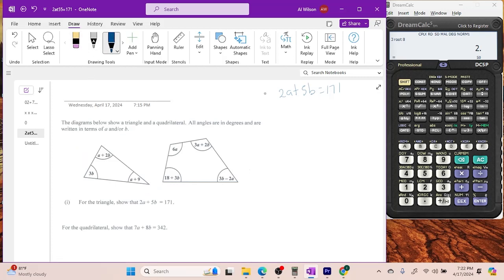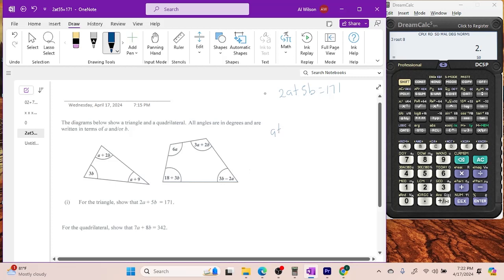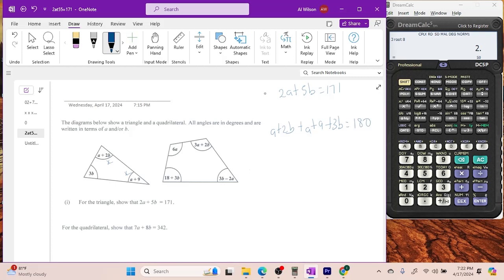So we have a plus 2b, which is this one, plus a plus 9, which is here, plus 3b, equal to the sum of angles in the triangle, which is 180 degrees. Once that is done, our next step is to group the like terms. Here we have a, and here we have another a. Just make sure you understand this is a 9. So we have a plus a.